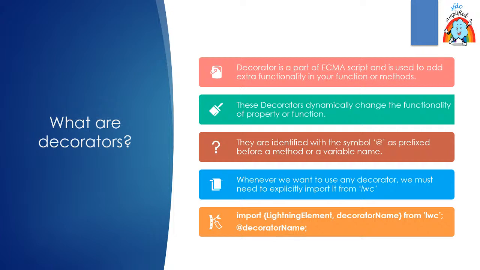They are identified with the at-the-rate symbol as a prefix before a method or variable name. So you can see here, we put at the rate and the decorator name, and that's how we add the prefix. Whenever we want to use any decorator, we must explicitly import it from LWC. You can see the example: import the decorator name from LWC. LWC is the module and you are importing whatever decorators you want to go with.